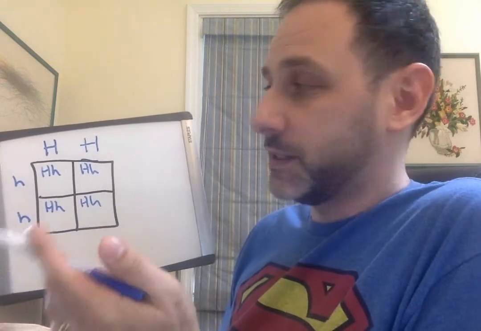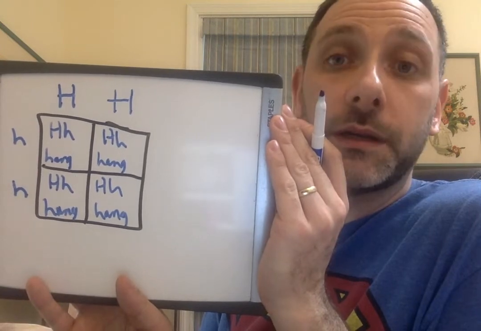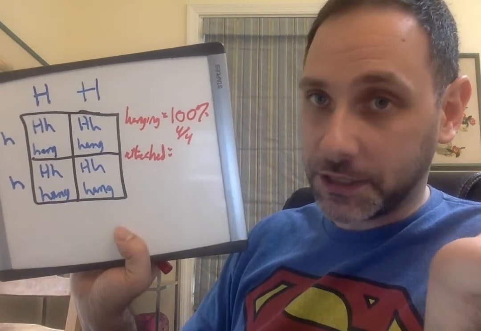And then fill in the phenotypes. So because they all have a capital letter, they're all going to be hanging. Okay, so I'm writing just hang, just to make it a little faster, but this is what the Punnett square should look like. And then for the percentages, we're either hanging or attached. Okay, so hanging earlobes is 4 boxes, so we can say 100%, or 4 out of 4. And attached, 0%, or 0 out of 4.